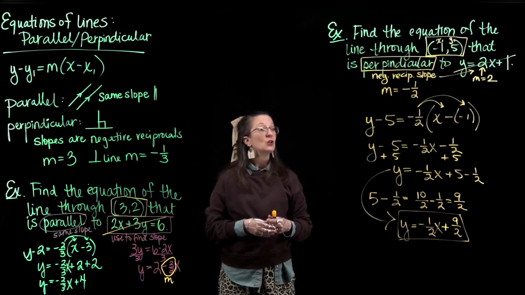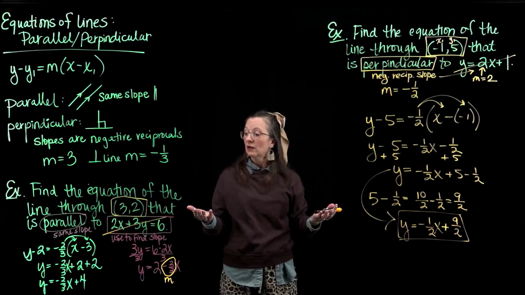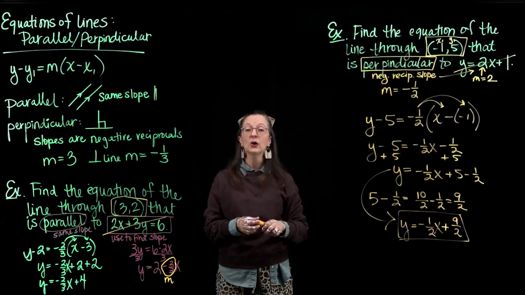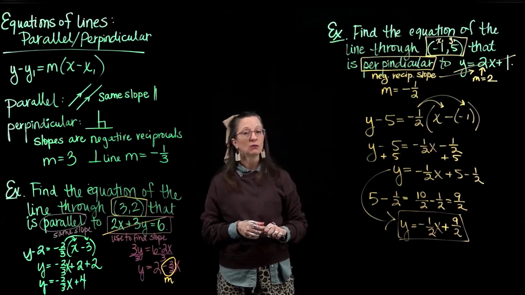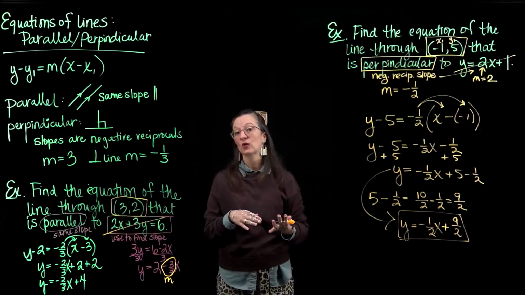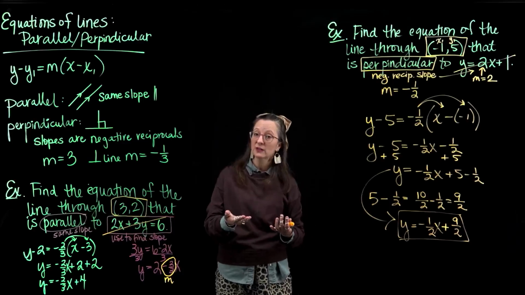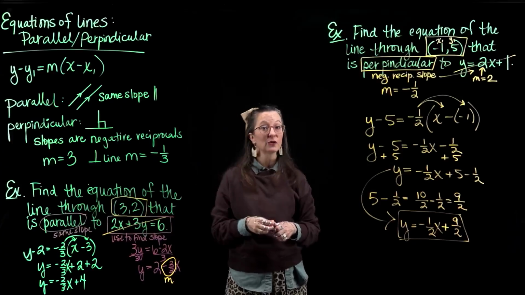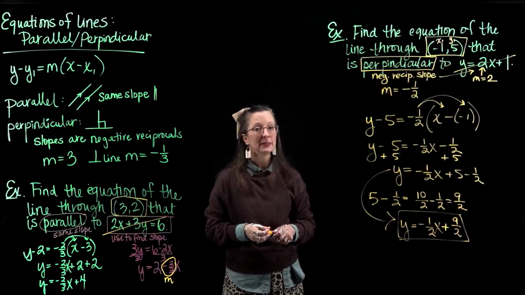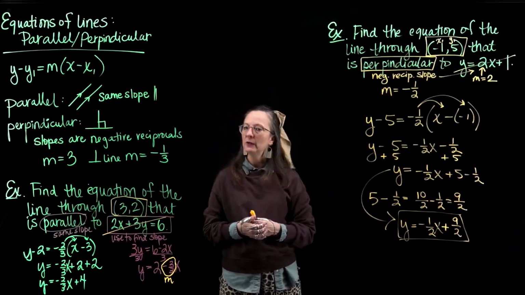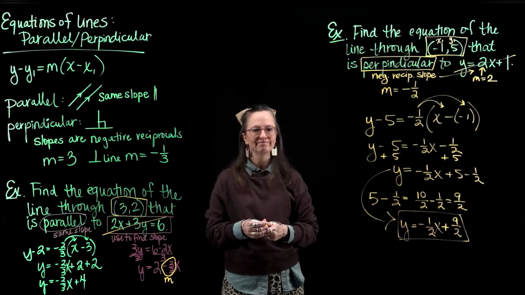Okay? So any of these, any point and line, you can find the equation of a line parallel and perpendicular. Remember that if you have a line with a slope of 0, that is a horizontal line, and the line parallel to it would be another horizontal line, and the line perpendicular to it would be a vertical line. We don't often run into problems like that, but sometimes you do.